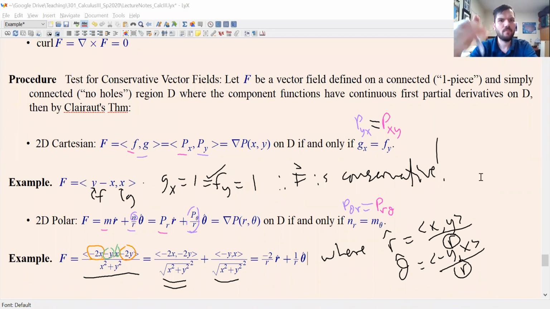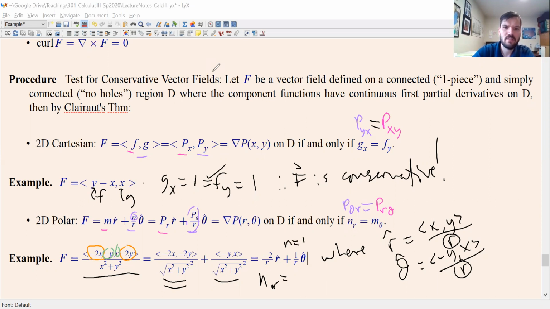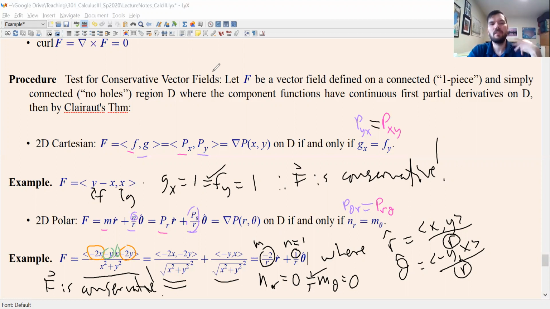Okay, so let's check to see if this is conservative. We want to check to see if n sub r equals m sub theta. So n equals 1. So n sub r is 0. M is this whole thing. So m sub theta equals, well, if we look at that whole thing, -2/r, there's no theta. Also 0. So the mixed partials are equal, which means that F is conservative. So all those properties of conservative vector fields apply to both of these vector fields.